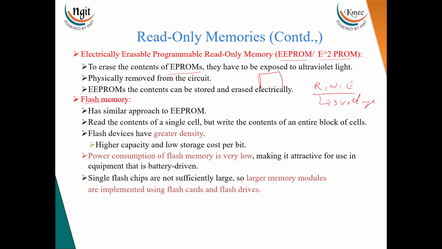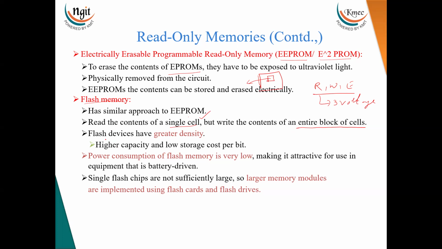In the EEPROM, in this memory, a single cell can be read and a single cell can be written. But coming to the flash memories, reading the content of a single cell is possible, but writing the content is possible only for an entire block of cells. So the entire block will be erased first and then the rewrite can be done.